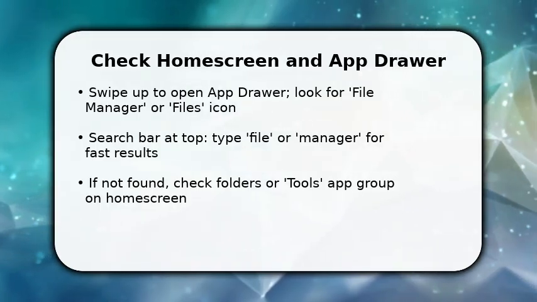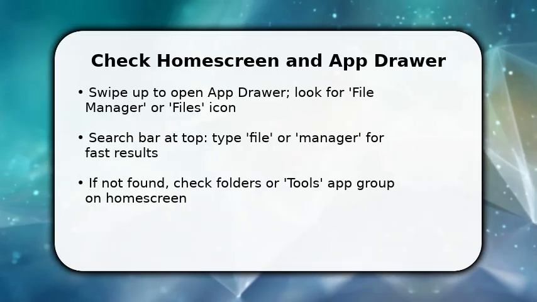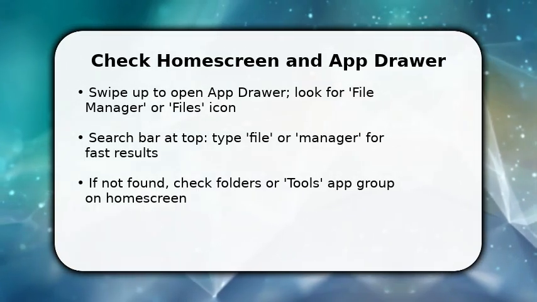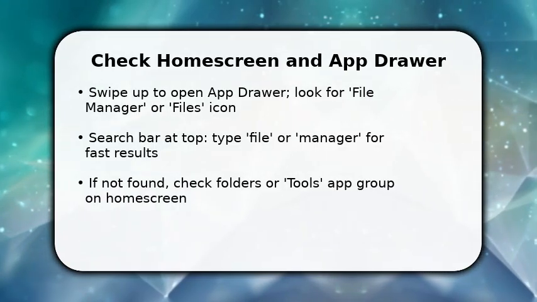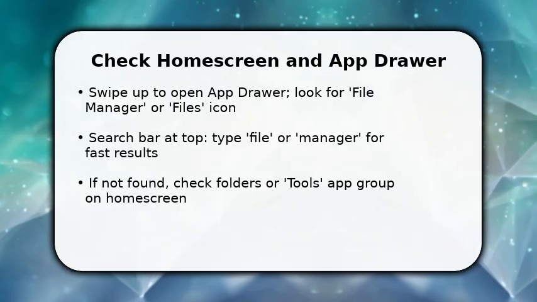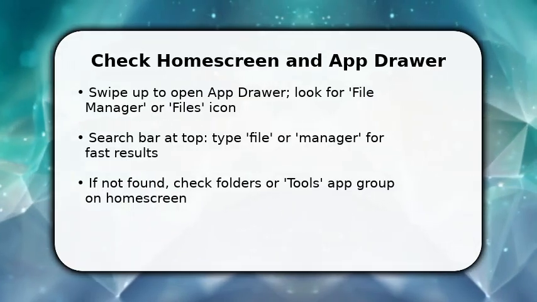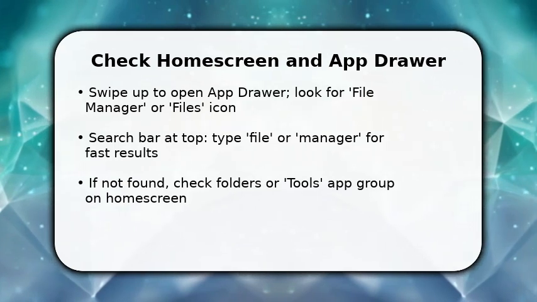If you still don't see it, inspect common folders like Tools, Utilities, or Downloads because manufacturers sometimes group icons. This step saves time and prevents accidental app reinstall. You'll know you found the right app when the icon says File Manager or Files.